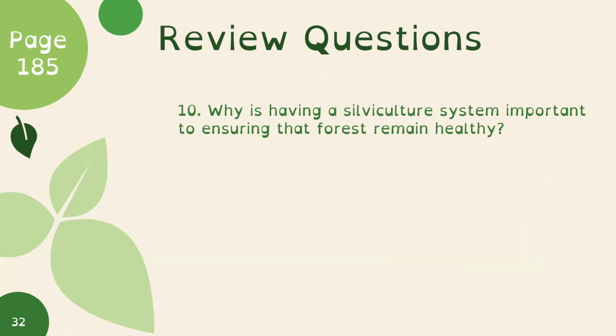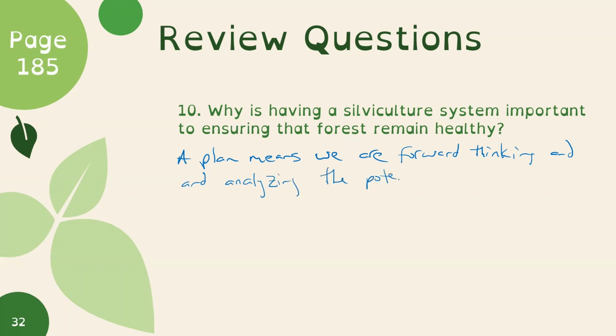Number 10, why is having a silviculture system important to ensuring that forests remain healthy? So a silviculture system is really a plan. And so it covers all of the decisions that are made to managing a forest. So a plan means we're forward thinking and analyzing potential outcomes. This just means that we're making educated decisions as opposed to ones that are going to have lifelong impacts that are unhealthy to the environment.